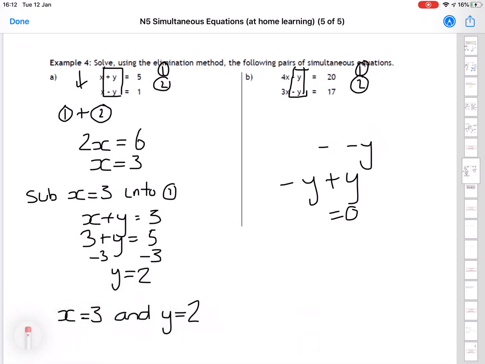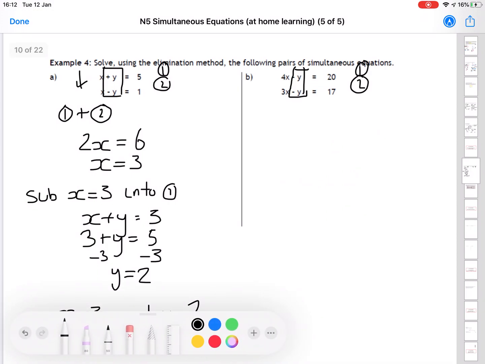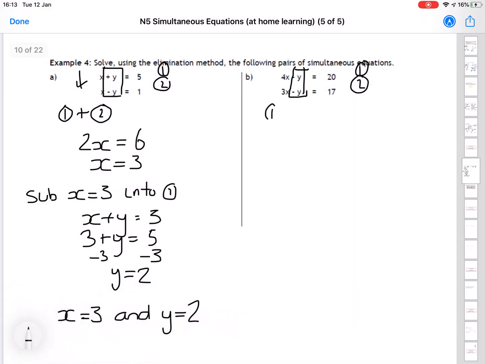So in this case, we're going to subtract these two equations away from each other. So I'm just going to write underneath here what I'm doing. So equation 1, take away equation 2. And remember, you are applying this vertically down the way. So 4x minus 3x will just leave me with a single x. Minus y minus minus y, well, that's 0. And then 20 minus 17, so that's 3.